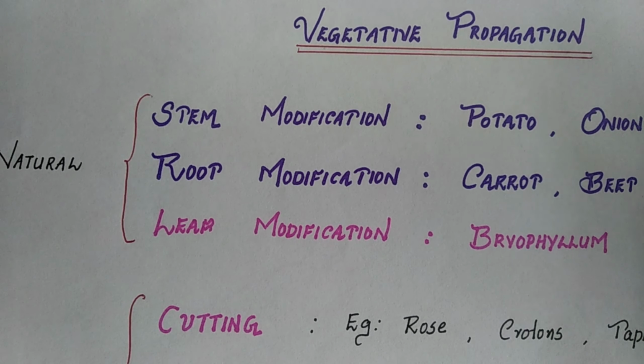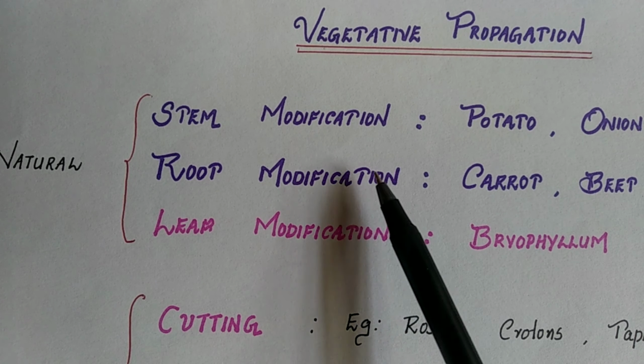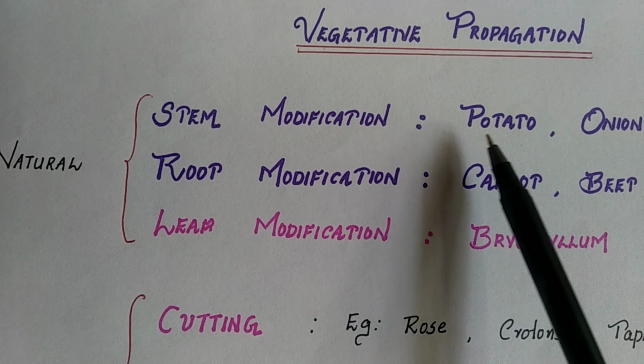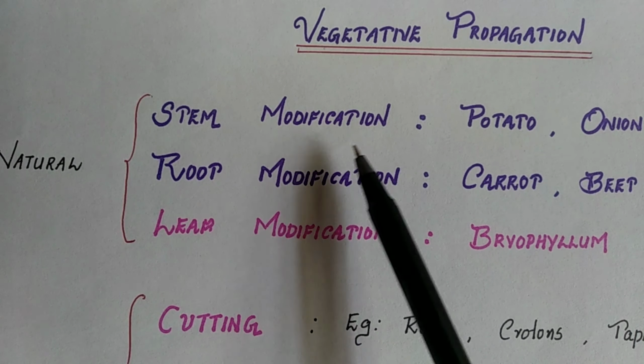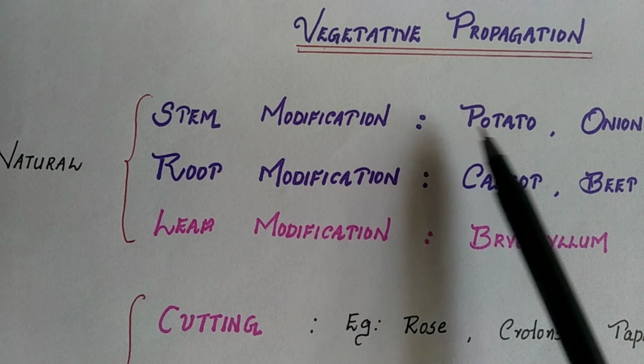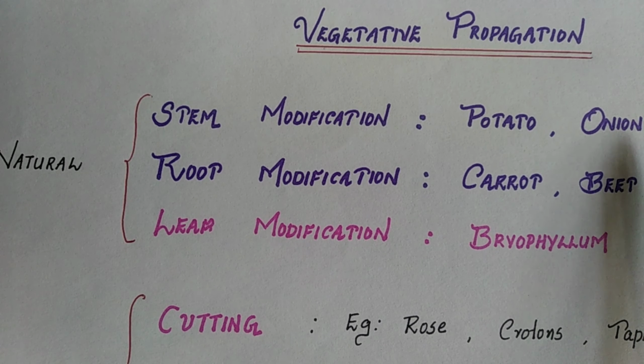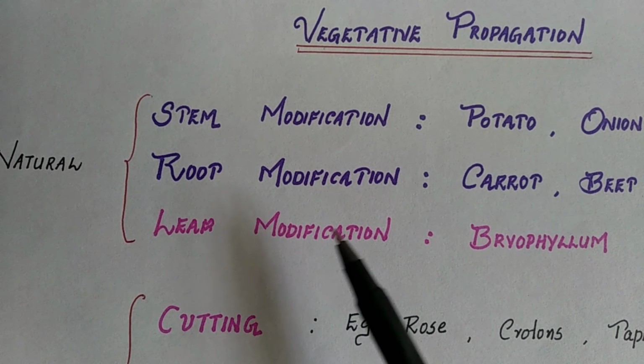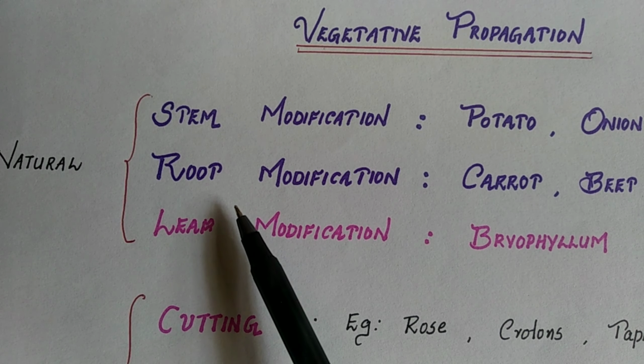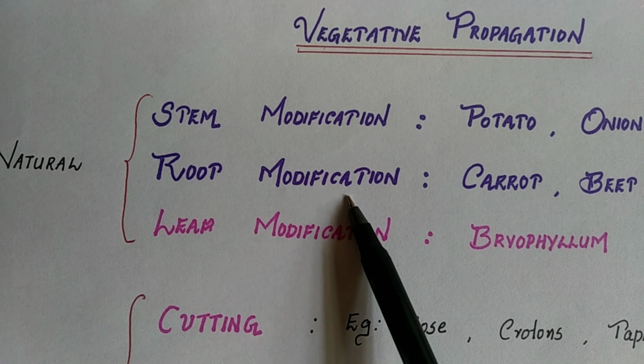My dear students, in last class we were discussing vegetative propagation, and there we have seen how potato, onion and ginger undergo stem modification and how new plants are produced from stem modification undergoing plants like potato, onion and ginger. Now let us move to the next type of vegetative propagation by root modification.